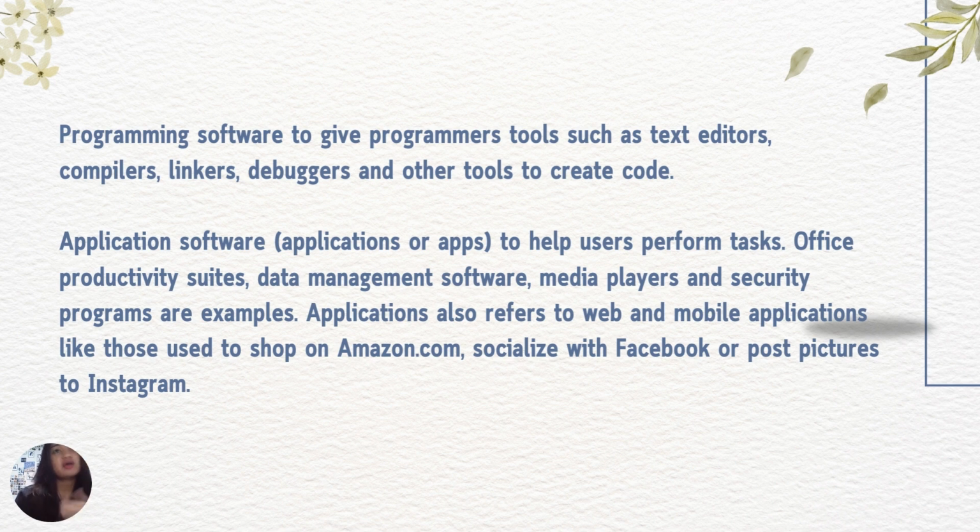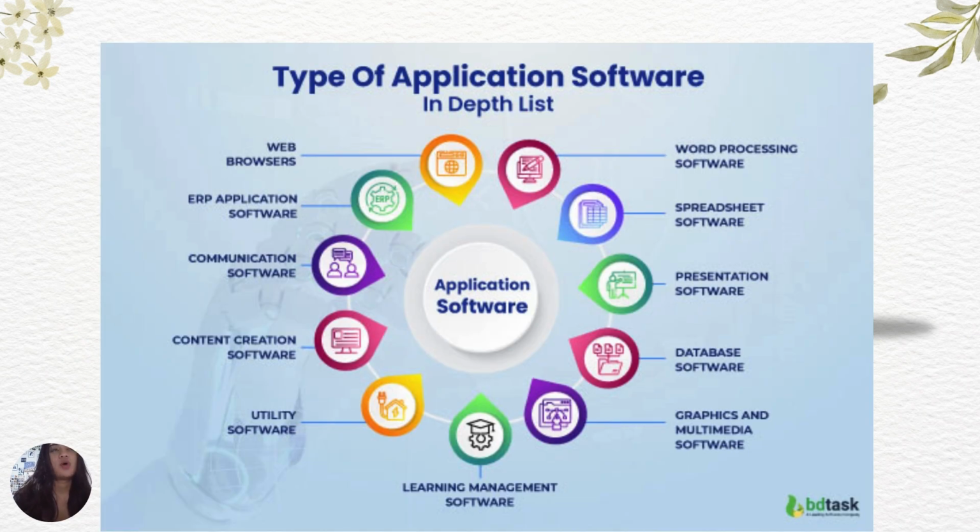Application software, or apps, helps users perform tasks. Office productivity suites, data management software, media players, and security programs are examples. Application also refers to web and mobile applications, like those used to shop on Amazon.com, socialize with Facebook, or post pictures on Instagram. So here is my example of types of application software.